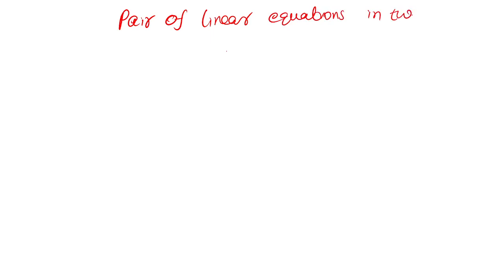So the third chapter, I am starting the third chapter. The chapter name is pair of linear equations in two variables. I will start with the second exercise, but after doing the second exercise I will come back to the first exercise. What do you mean by pair of linear equations?